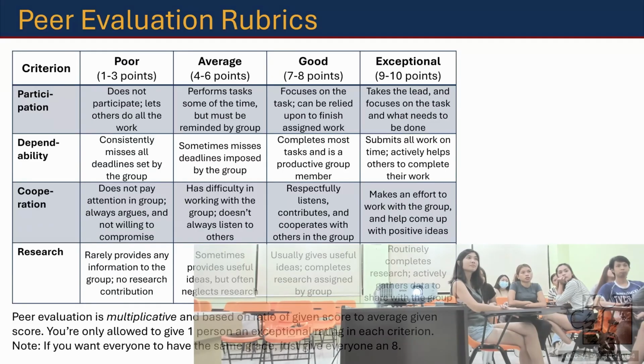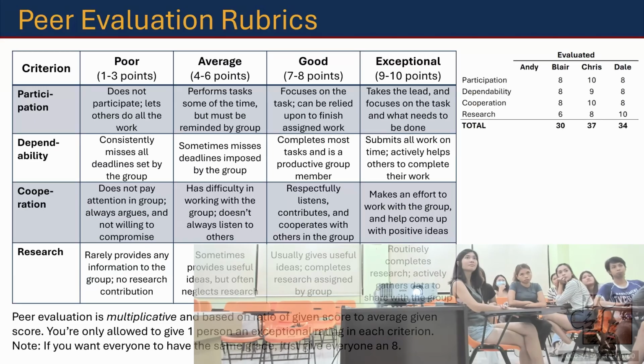Now, let me explain how I compute this. Let's assume that we have a group consisting of 4 people, and this is Andy doing the evaluation. Let's say Andy followed the instructions. He only gives one person a 9 or a 10 for each category. So I compute the total score, which is 30, 37, and 34. And then I get the average of this.